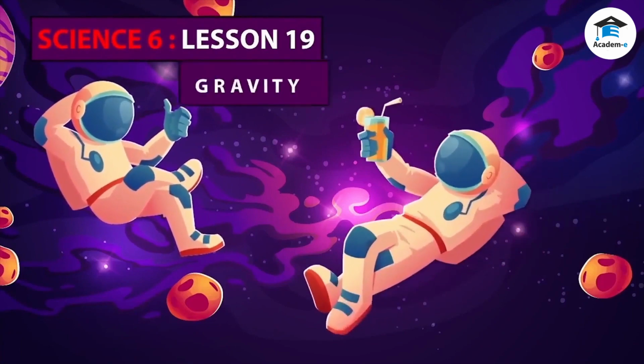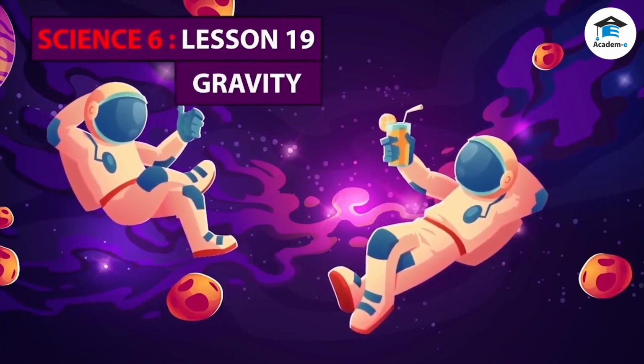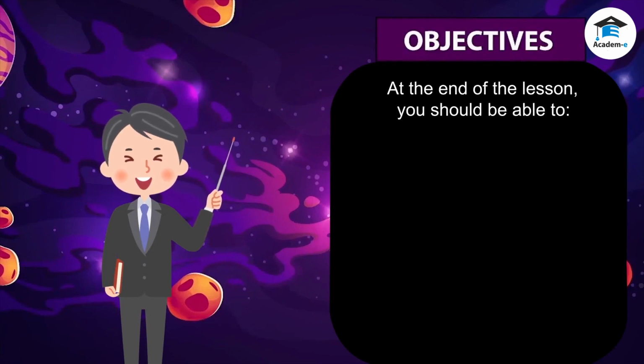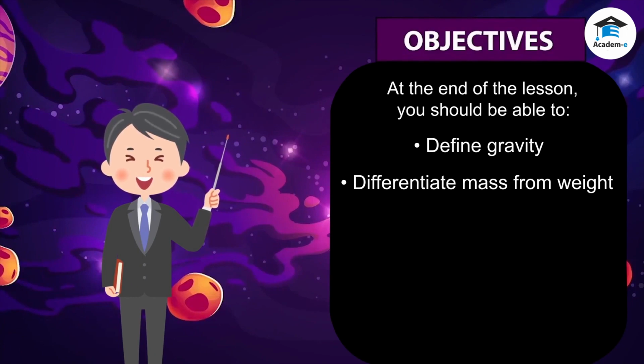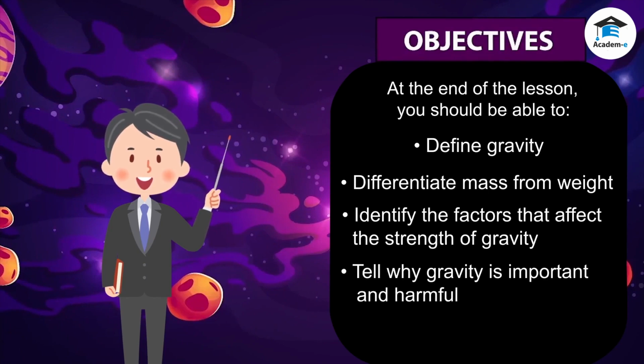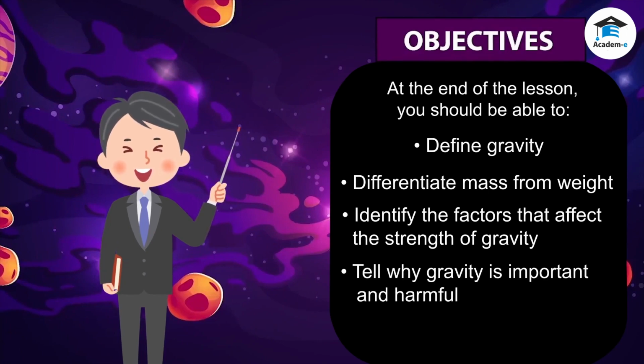Science 6. Lesson 19. Gravity. Objectives. At the end of the lesson, you should be able to define gravity, differentiate mass from weight, identify the factors that affect the strength of gravity, tell why gravity is important and harmful.